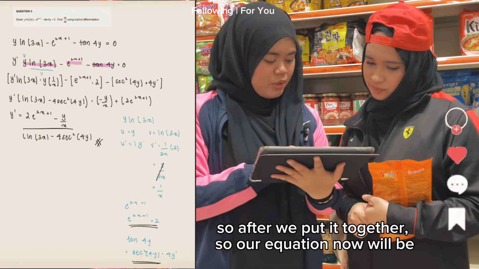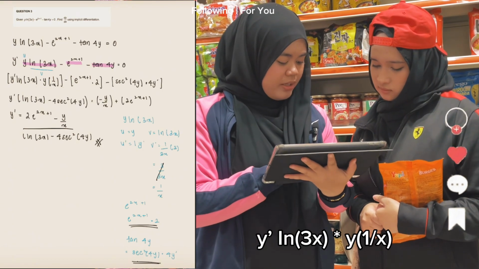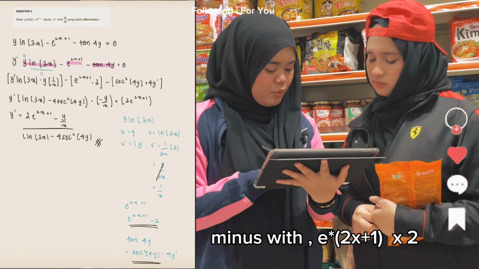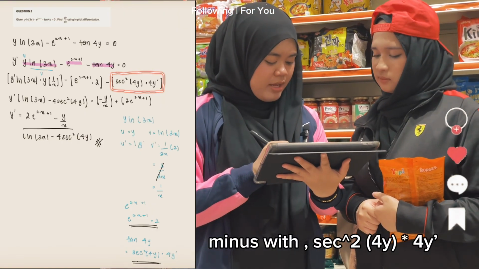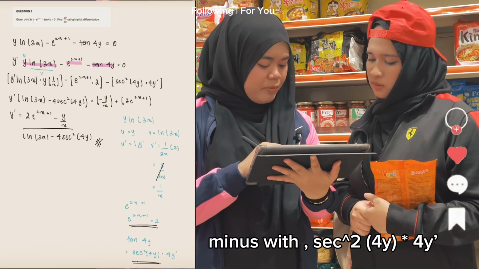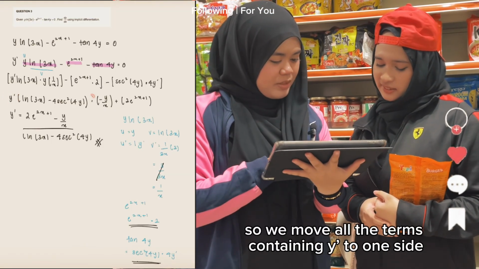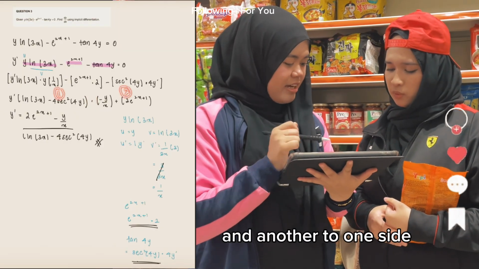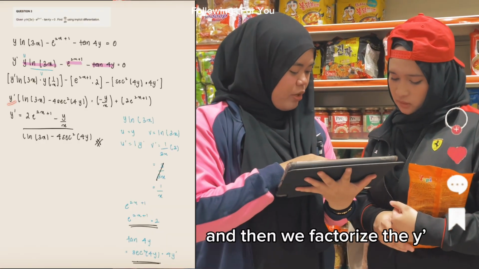So our equation now will be y prime ln 3x multiplied with y over x minus e to the power of 2x plus 2 times 2 minus secant squared 4y times 4y prime. So our next step is to isolate y prime. We're gonna move all the terms containing y prime to one side and the others to the other side. And then we're gonna factor out the y prime.